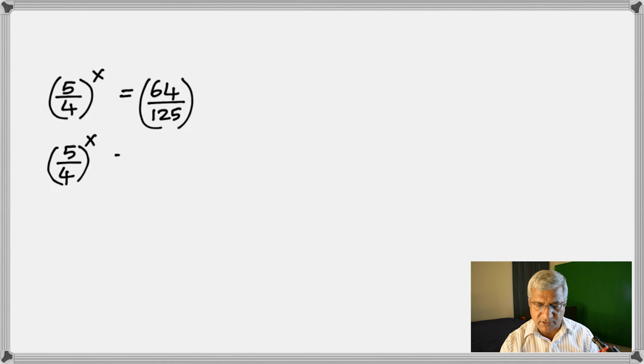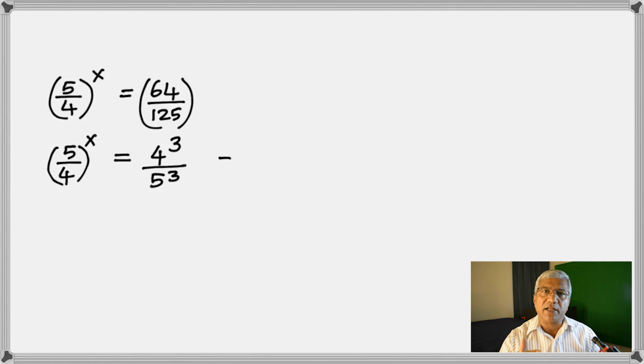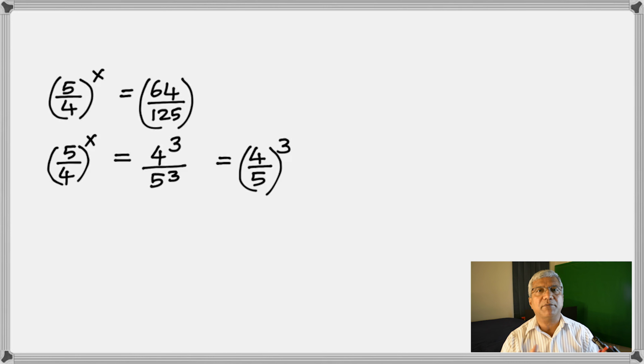On the right side, 64 is 4 raised to 3 and 125 is 5 raised to 3, isn't it? Because 4 times 4 times 4 is 64 and 5 times 5 times 5 is 125. So we got that, and then we can write (4/5) whole raised to 3. That's another rule. If you have 4 cubed by 5 cubed, that can be written as (4/5) whole raised to cube, or whole raised to 3. So now what do we have?